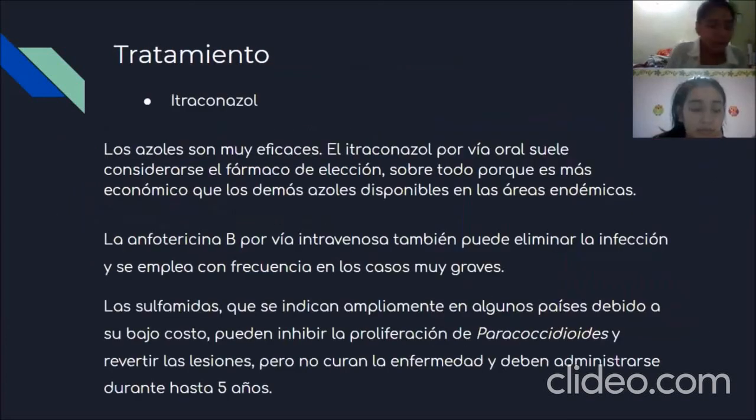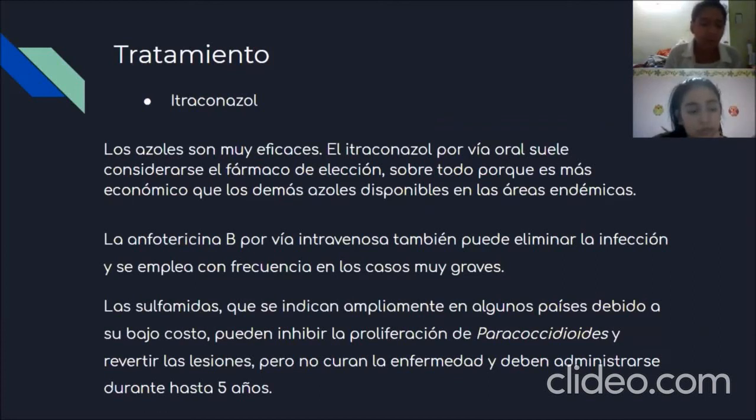Treatment. So here we have itraconazole. Azoles are very effective. Oral itraconazole is usually considered the drug of choice, especially since it is cheaper than the other azoles available in endemic areas. Intravenous amphotericin B can also clear the infection and is often used in very severe cases.